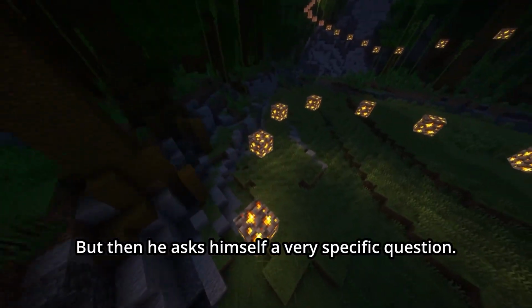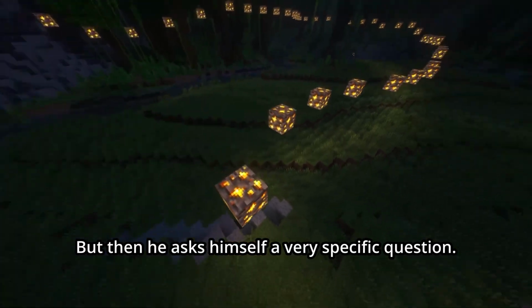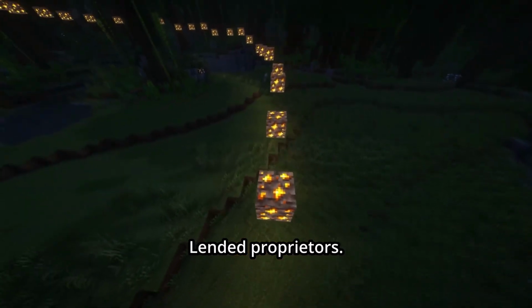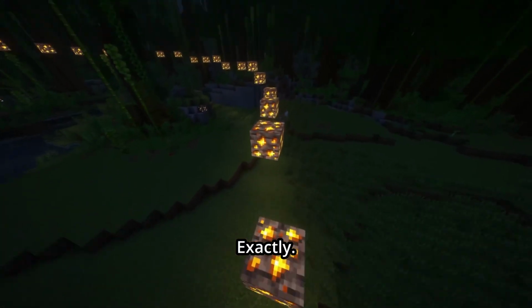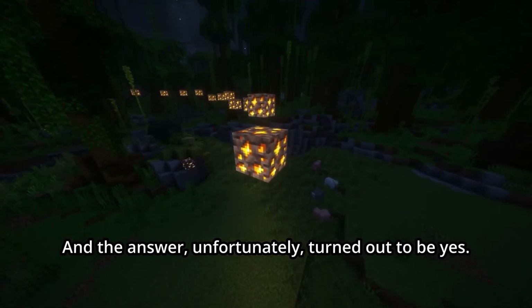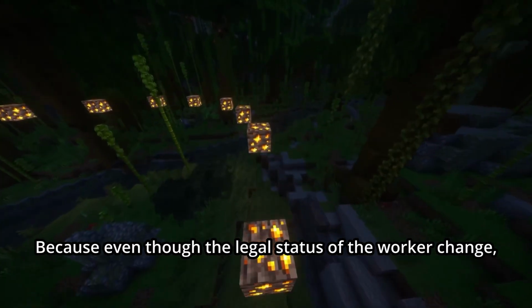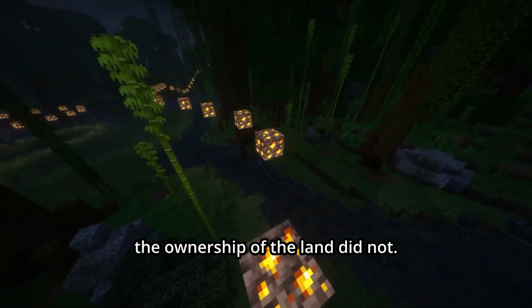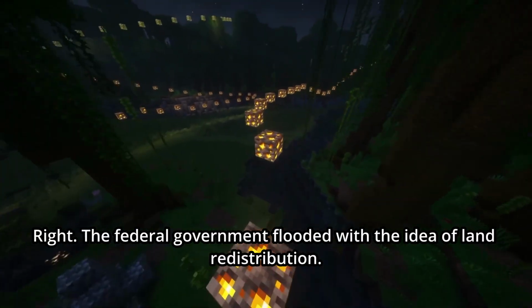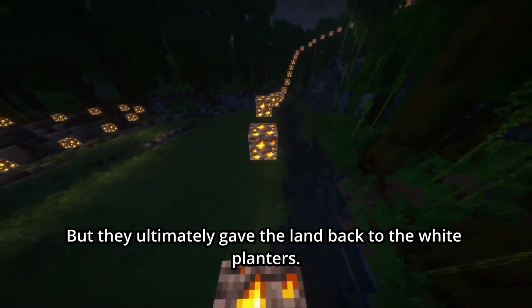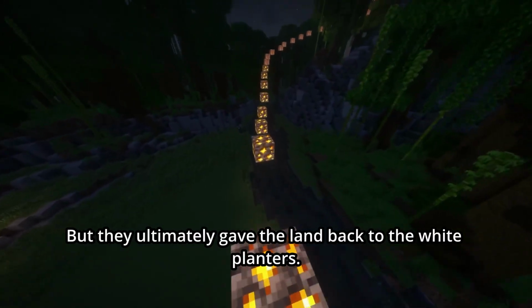I can imagine. But then he asks himself a very specific question. Will it be a benefit to the landed proprietors? Landed proprietors? He means the old slave masters. Exactly. And the answer, unfortunately, turned out to be yes. Because even though the legal status of the worker changed, the ownership of the land did not. Right. The federal government flirted with the idea of land redistribution, that whole 40 acres and a mule promise. But they ultimately gave the land back to the white planters.